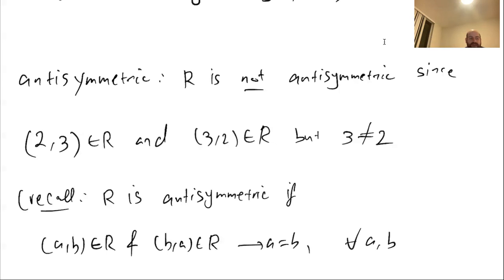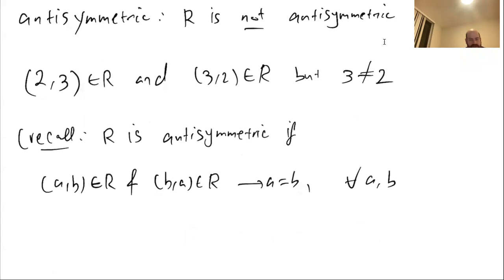Antisymmetric means whenever (A, B) and (B, A) are both in R, A must be equal to B. If you can conclude that A must be equal to B for every such A and B, then it's antisymmetric. But here, (2, 3) is in R because 2 is not equal to 3. (3, 2) is also in R, again because 3 is not equal to 2. But of course, 2 is not equal to 3. So this definition does not hold here for this example. Therefore, R is not antisymmetric.